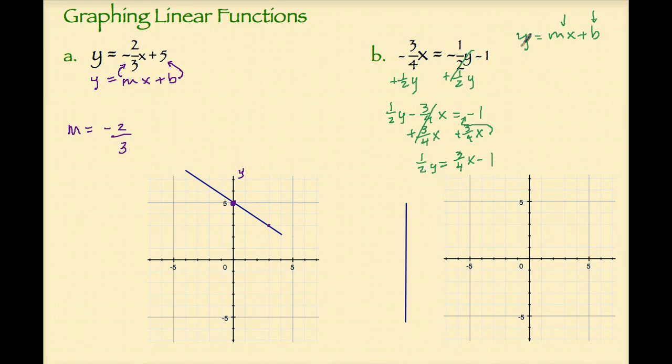I'm one step away from having y equals; instead of 1/2 y, I need y. So I'm going to multiply everything in the equation by 2/1. Again, a legal move according to the properties of equality. This gives me now y on the left side. On the right side, we have 2/1 times 3/4. This cancels, giving me 3/2 x. I hope that's not too messy. And then -1 times 2 is -2. There is the equation of the line that we were looking for.